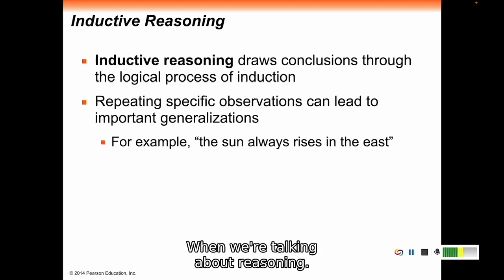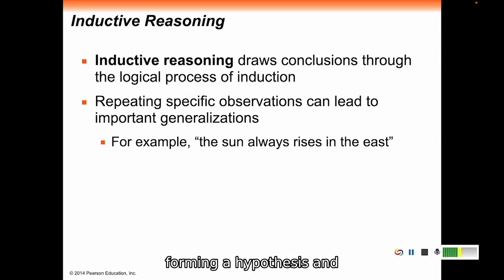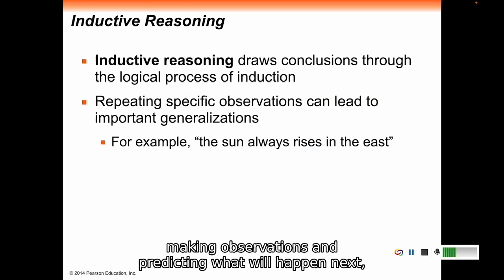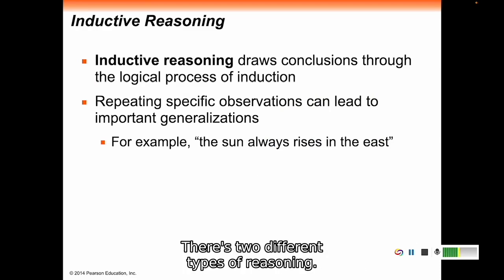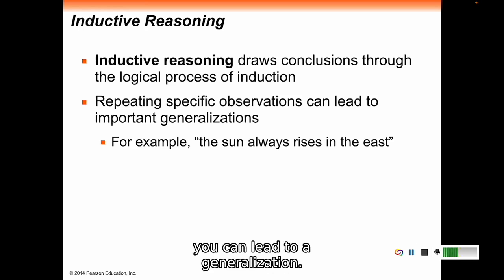When we are talking about reasoning, it helps you figure out when you're forming a hypothesis and making observations and predicting what will happen next. There's two different types of reasoning. Inductive reasoning draws conclusions through the logical process of induction, and it is taking repeated small observations, and from those repeated small observations, you can lead to a generalization.